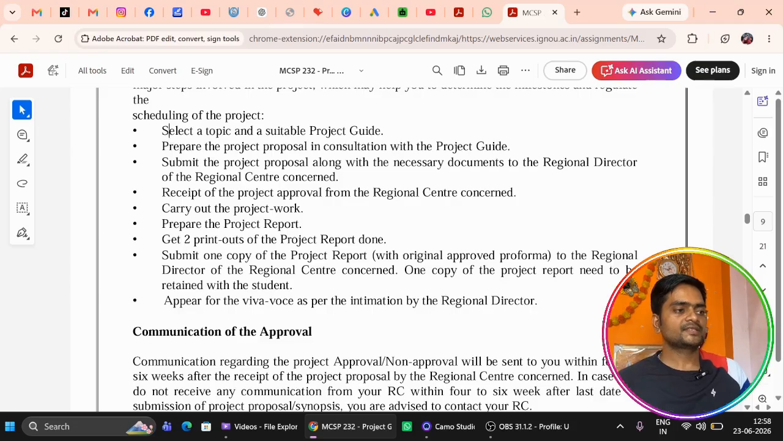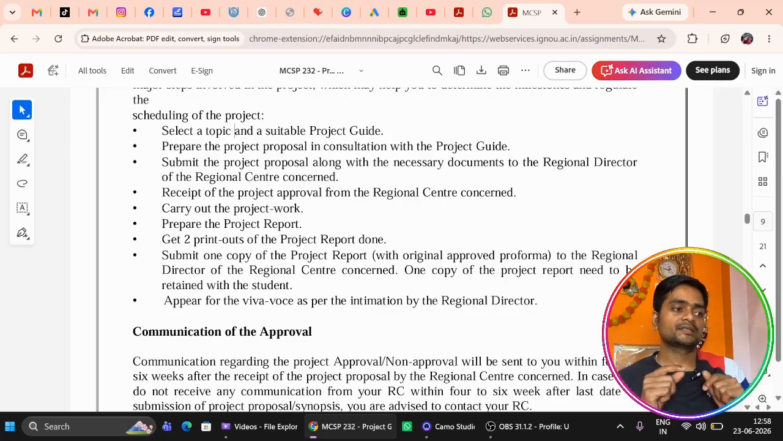So the first step is selecting a topic and a suitable project guide. What is the process of selecting the topic? I would suggest students contact your guide first, then discuss the topics and find the most suitable topic for you, and in that particular topic the student should be interested to do the research. How will you select the topic? Meeting the guide. You have to meet the guide and discuss the topic.